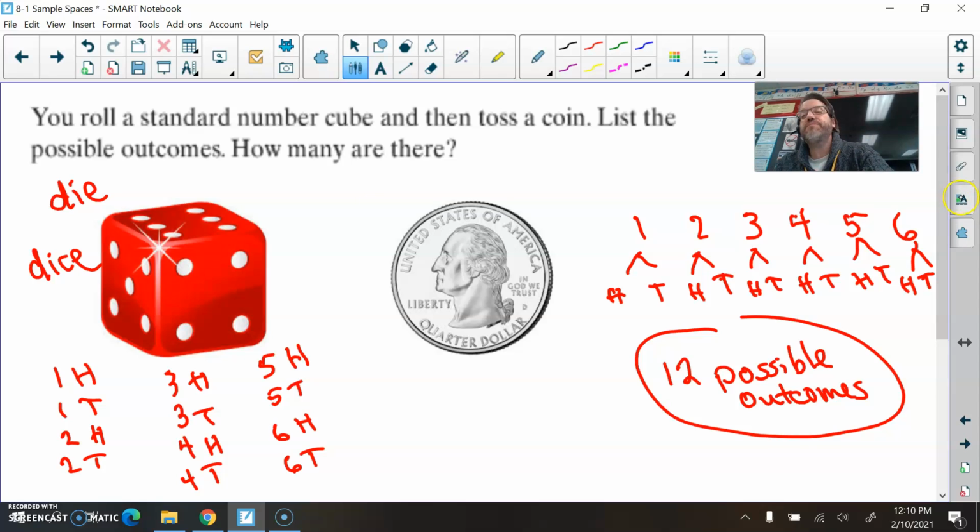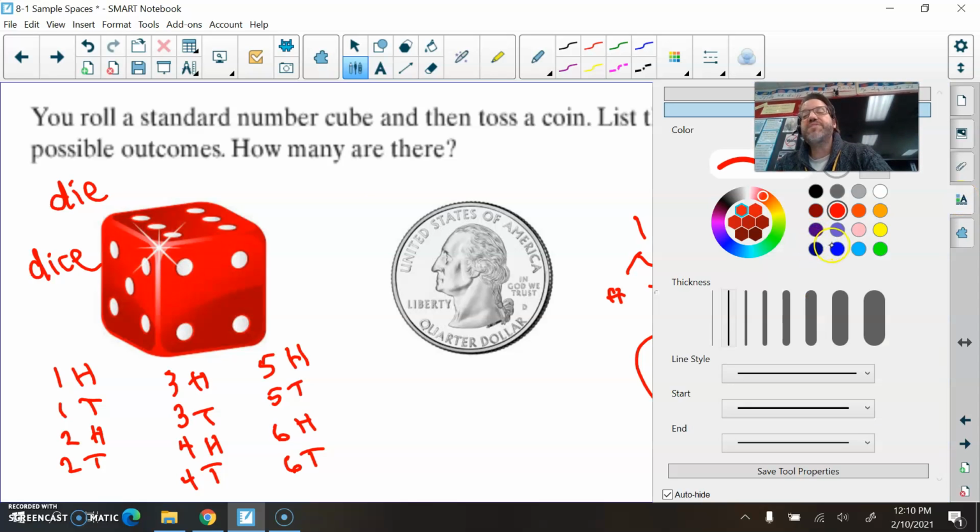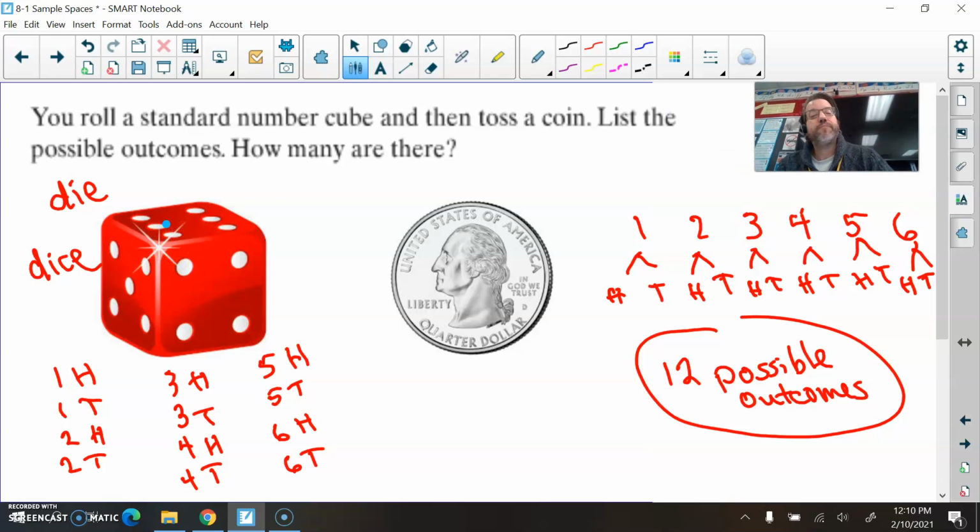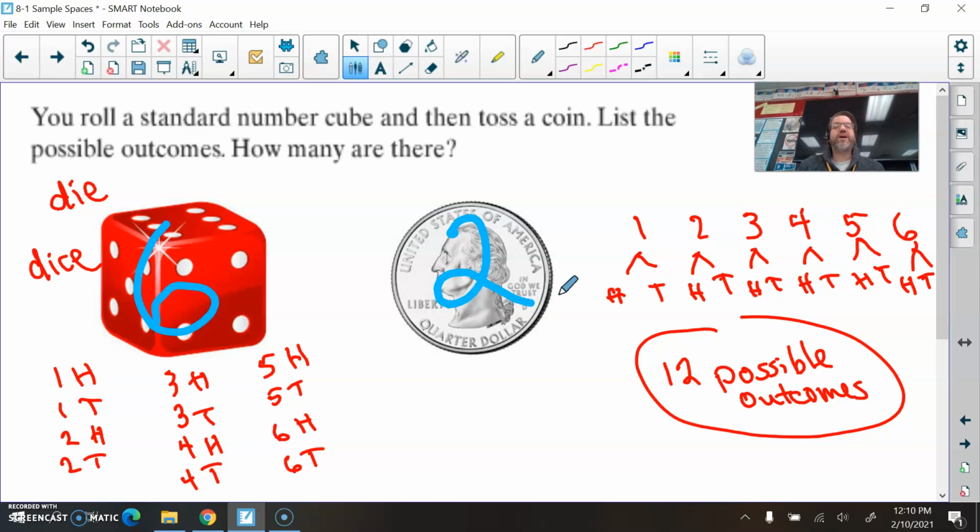Maybe you noticed we have 6 possible outcomes when we roll that die. And over here, we have 2 possible outcomes when we flip that coin, either heads or else tails. If we had multiplied those together, 6 times 2, that would also equal 12, wouldn't it? And that's what is known as the counting principle.